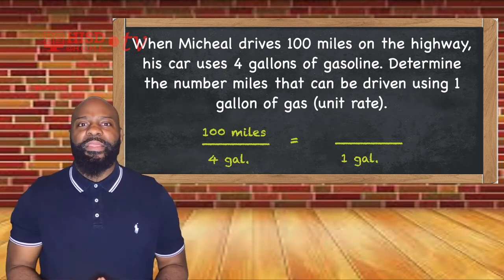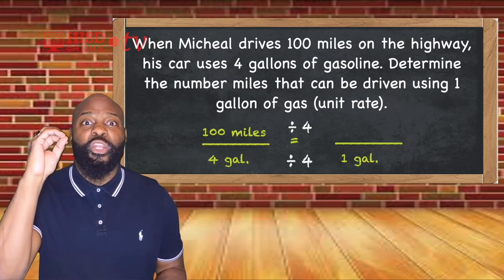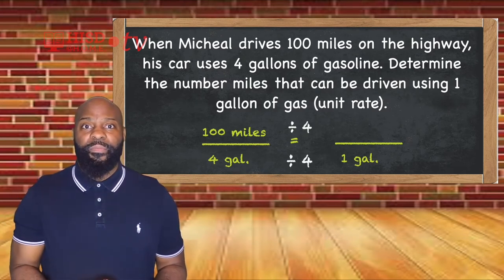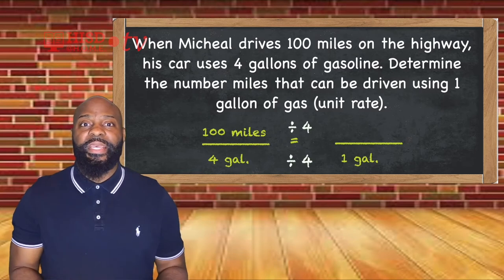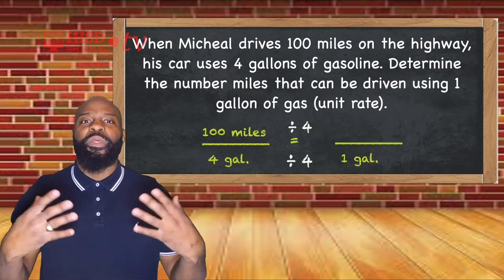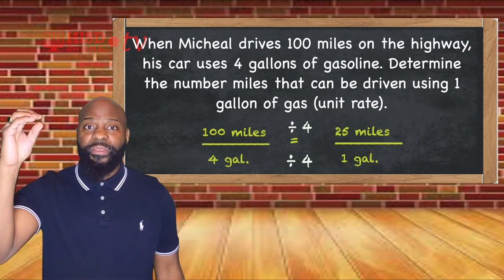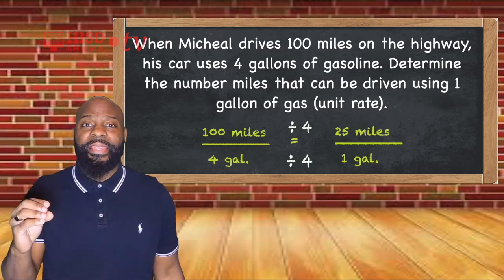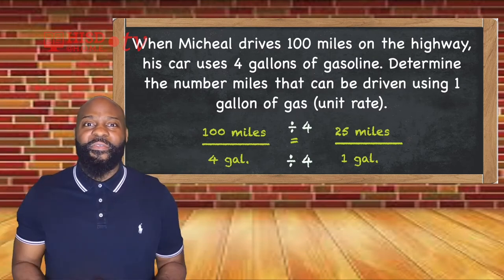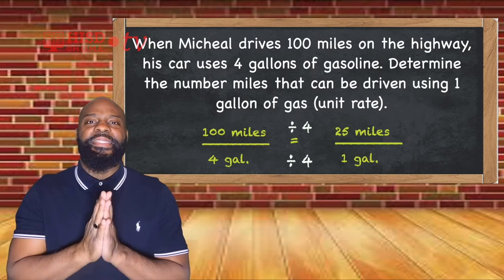So I divide the denominator by 4. I'm going to divide the numerator by 4, right? And my numerator in this case will be 100 miles. So I'm going to say 100 divided by 4 will give me 25. So now I have 25 miles per gallon. And you saw for the unit rate, it was that simple.